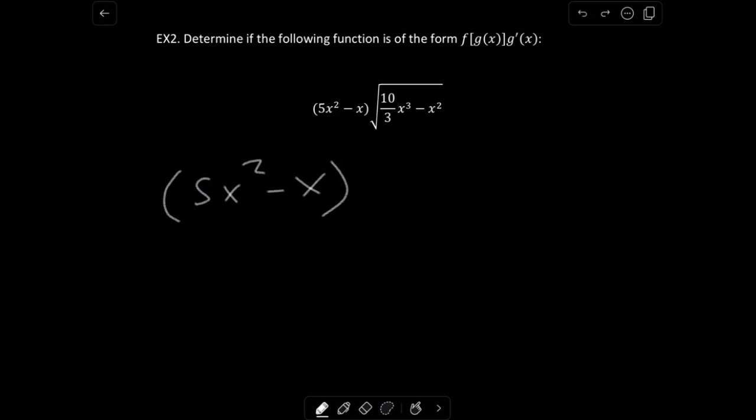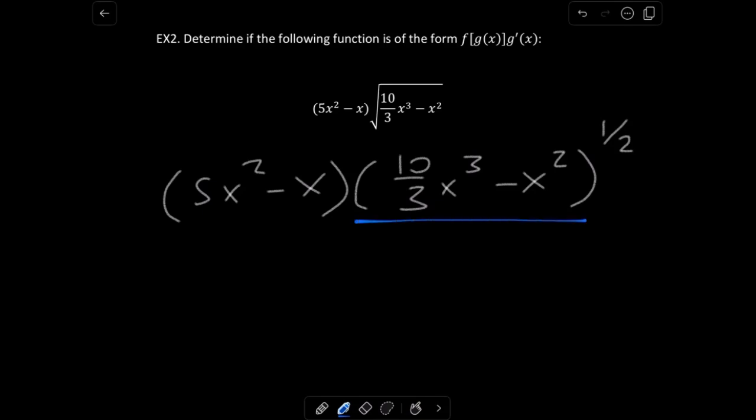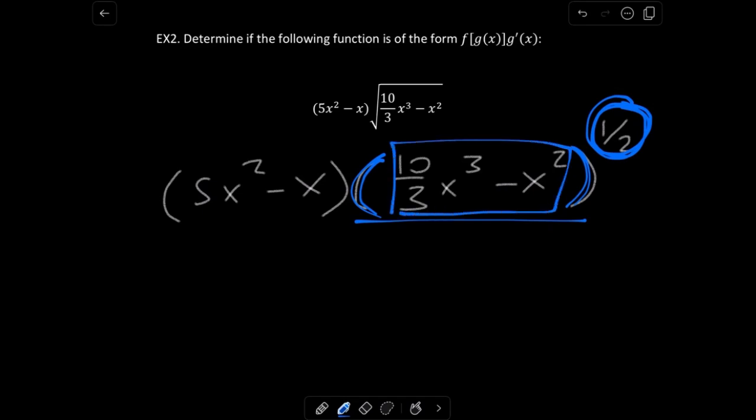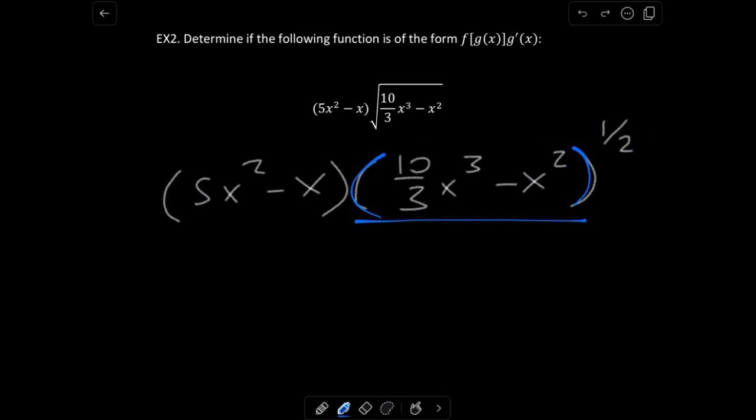Let's take a look at the next term. So the next term is square root of that thing inside. I can write a square root as to the power half. So it will be 10 over 3 x cubed minus x squared to the power half. Now take a look at this term here. Yes, it's in brackets, and some additional function, the f function, is being applied to it. This function here on the inside is being raised to the power half. So this is a clue, and it tells us that this portion here that I've just squared out in blue, that's my inner function.